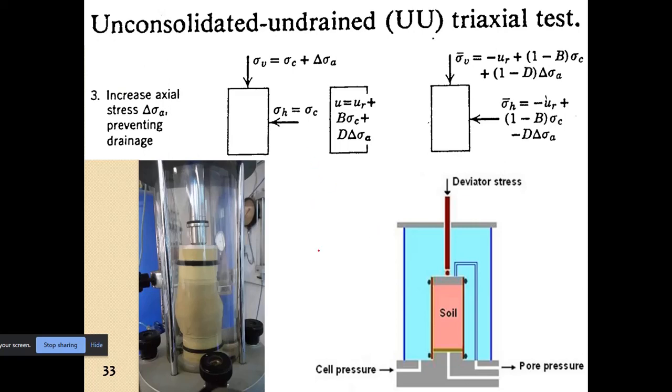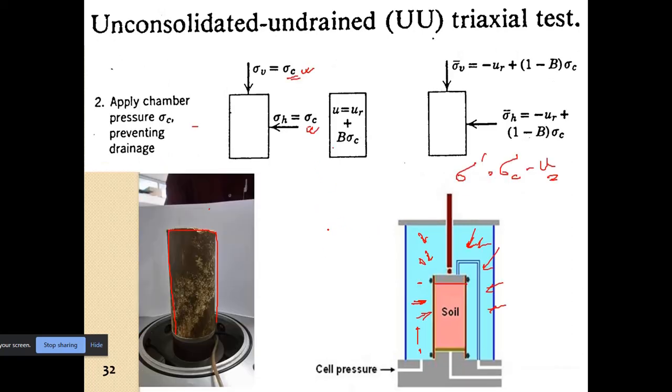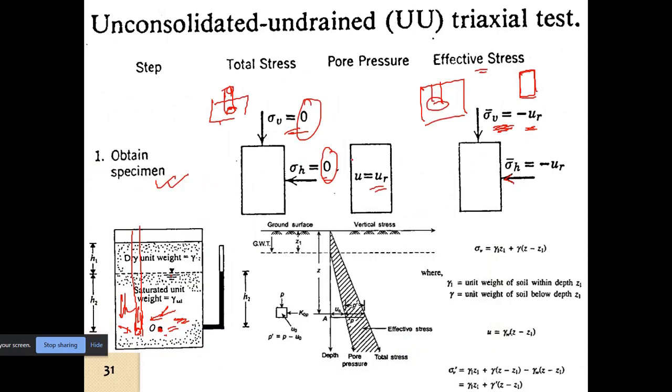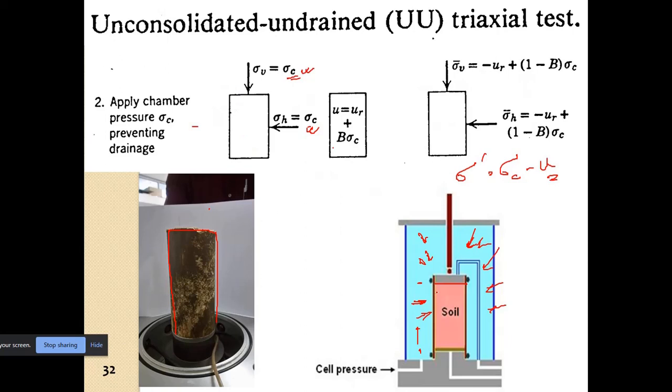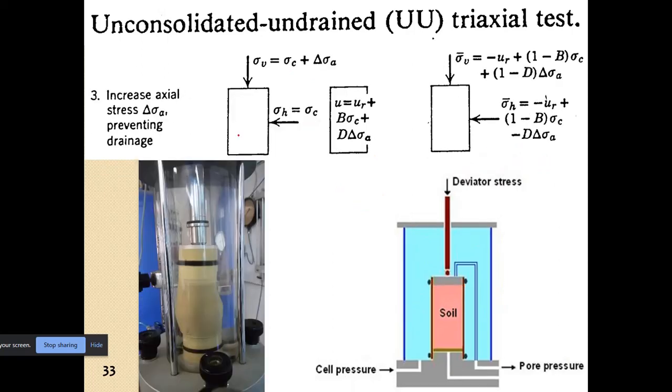Then in the third phase, we have obtained the sample. We have taken out the sample from the sampler, we have placed the sample in the cell, and then we have increased the cell pressure. We have applied the cell pressure, and now we apply the load. We keep on applying the load until there is a failure in the sample. So that is the third phase.